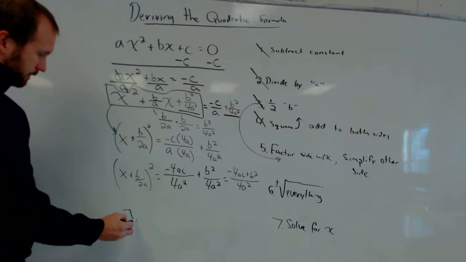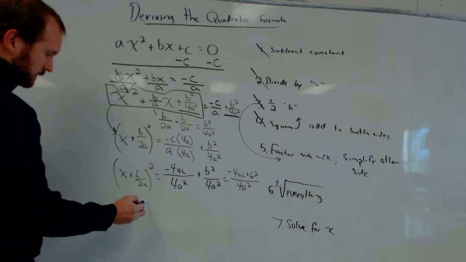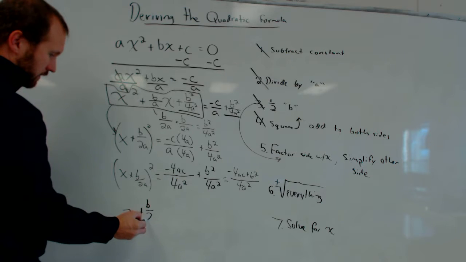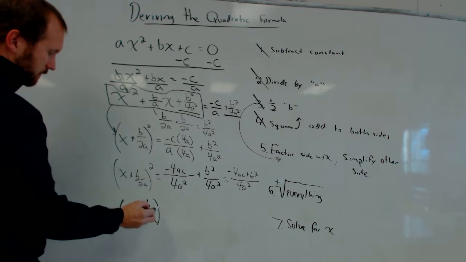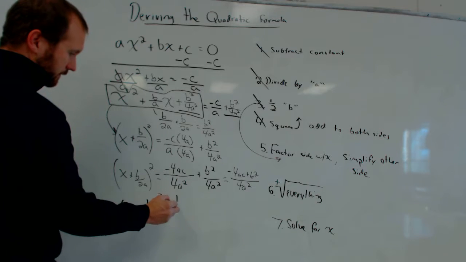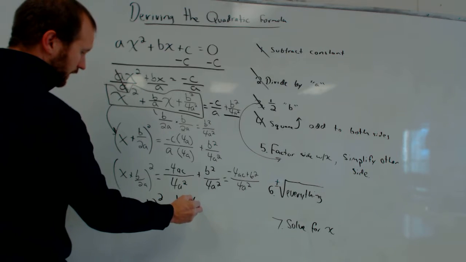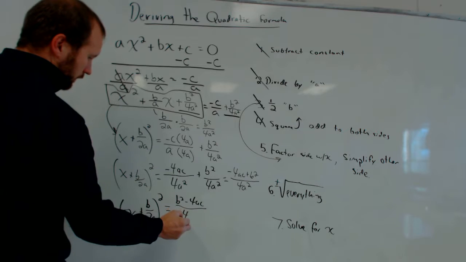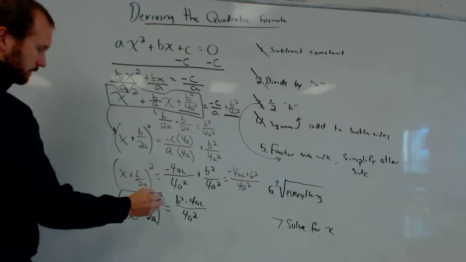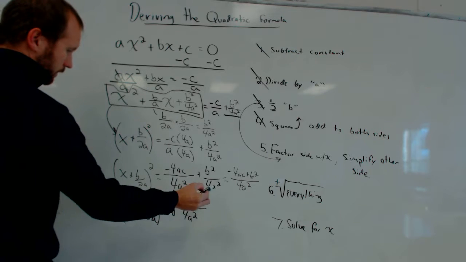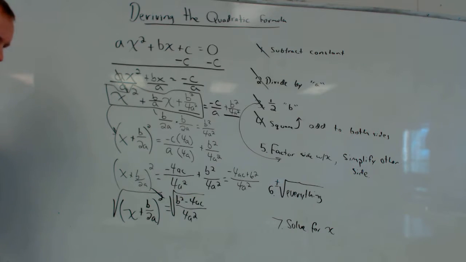So then you have square root both sides. Okay, so x plus b over 2a. I'm gonna rewrite it first. B squared minus 4ac over 4a squared. Okay, square root both sides. Boom. What can I do with this?